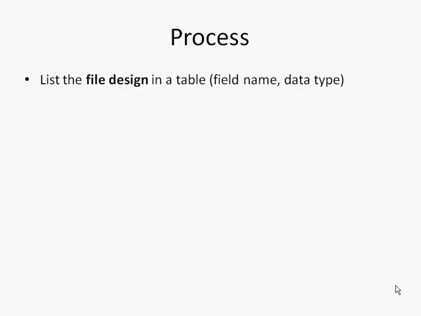When estimating file sizes, there is a process that you need to work through, and in an exam you need to show your working out as well. When real businesses do capacity planning, they may well do their file size estimations in a different way, but this is what you need to know in order to get the marks on the A-level. Firstly, you need to create some sort of table in Word or whatever and list the file design in that table. So when we say the file design, we mean you need to write down each field name and its data type.